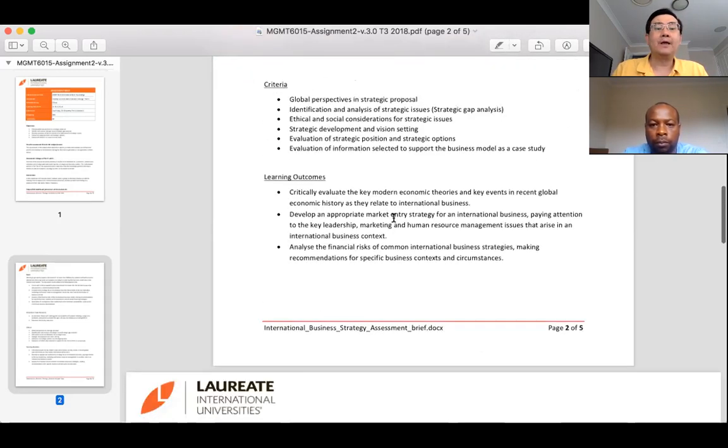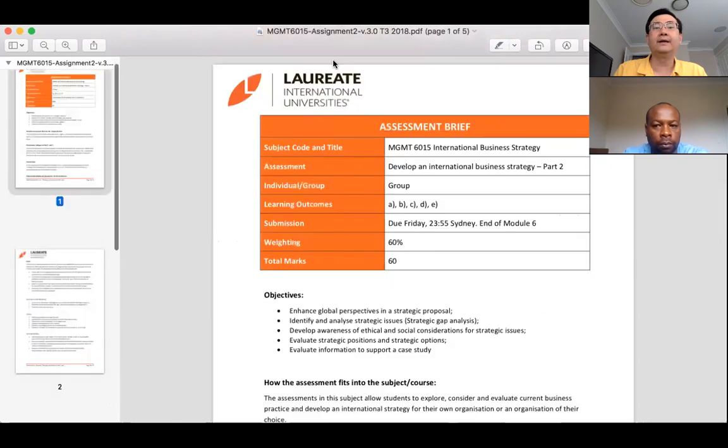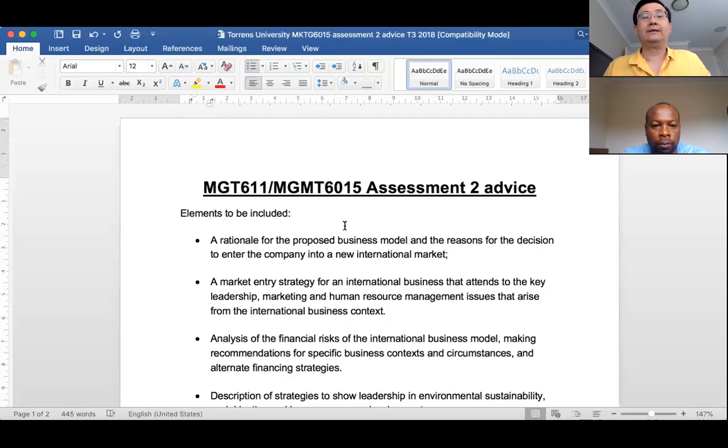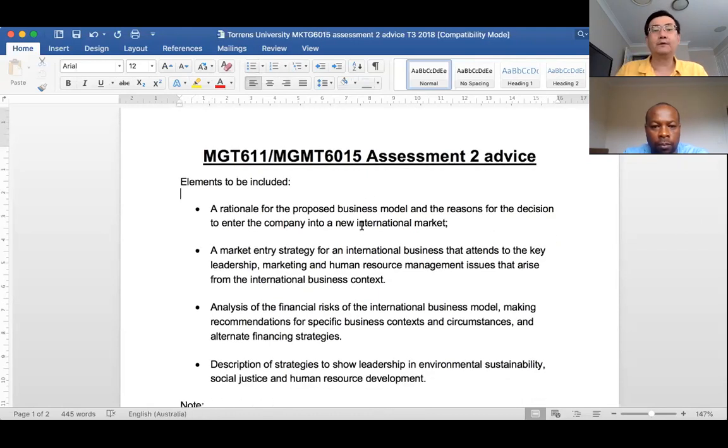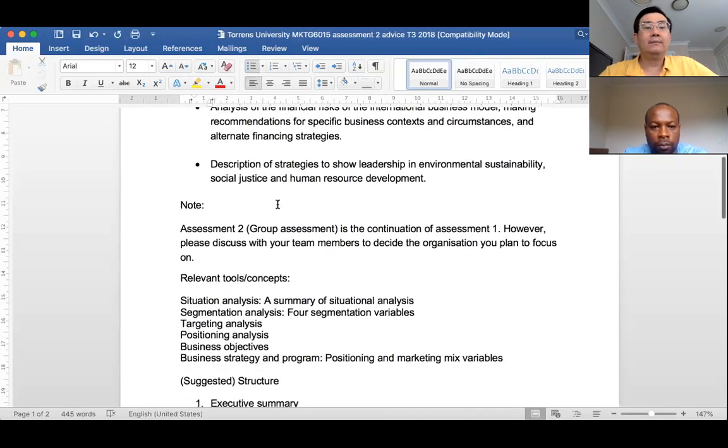Now, this is the marking criteria, pretty much similar to the previous marking criteria. I have prepared the advice, and I have uploaded this advice to the Dropbox folder. If you access the Dropbox folder, you will be able to find it. These are the elements that we need to include in our assessment. I just typed a bit of a note in here.